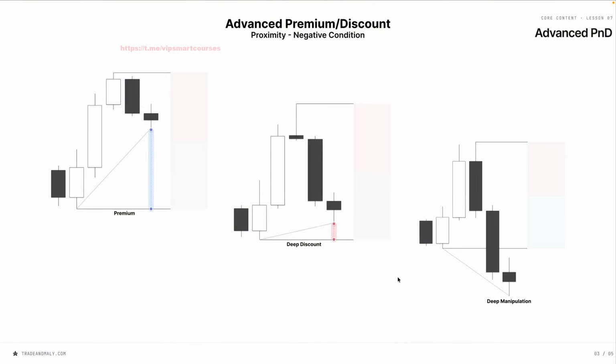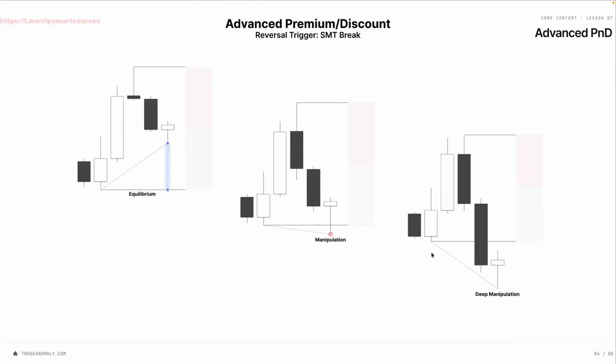Now, this is more of a negative condition. This asset is maybe in premium or equilibrium, and that middle asset makes a really deep run back into that range low. And this asset is actually making a deep manipulation through this low. So when we have that sequence, this is what we're going to wait for right here. We're going to wait for that middle asset to manipulate that range low and break SMT, just like we went over previously. And that will be the trigger for the market to reverse.